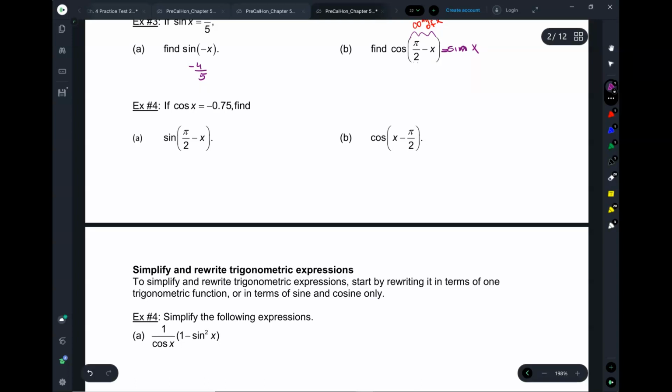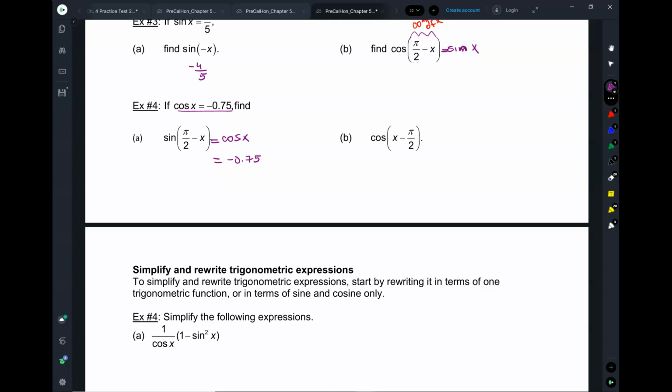Okay, now we have cosine of x is negative 0.75. I want to find sine of the complement. So if you have cosine, sine of the complement is the same, right? Exactly, it's the same. So sine of the complement is equal to cosine of x, which is equal to negative 0.75. You can leave it. It's up to you. If it's given as a fraction, leave it as a fraction, or if it's a decimal, leave it. It really doesn't matter.